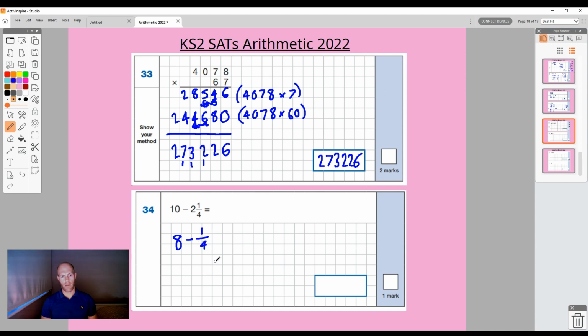So I'm going to think in my head, okay, if I took 1/4 away, I'm going to have 7 3/4 left. You could split it into quarters, but I think we can use our heads with that one. 7 3/4. Just splitting that integer. Don't want to do anything too long. We've got 2 more questions to go.